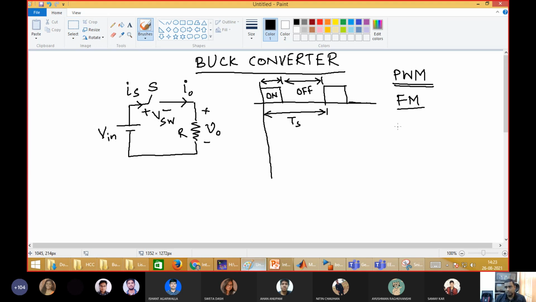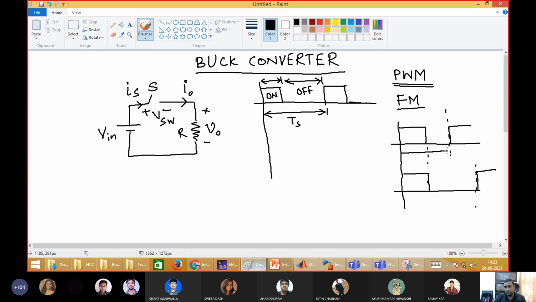In frequency modulation, what happens? The width of the pulse will remain constant, but the TS will change. This is TS in the first case, this is TS in the second case. So this is TS1, this is TS2.